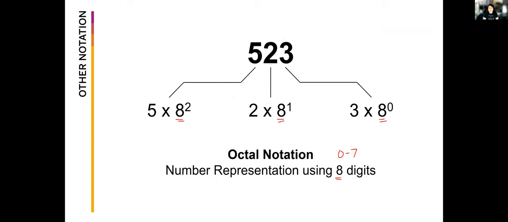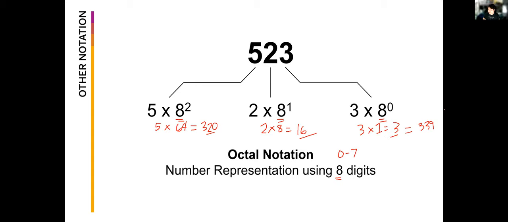If we look at this number, 523, this is not 523 in decimal. If we compute this, 8 squared is equal to 64. So 5 times 64 is 320. Now 2 times 8 raised to the 1, 2 times 8 is 16. And then 3 times 8 to the 0 is 3. Then we add these numbers. This is equal to 339.